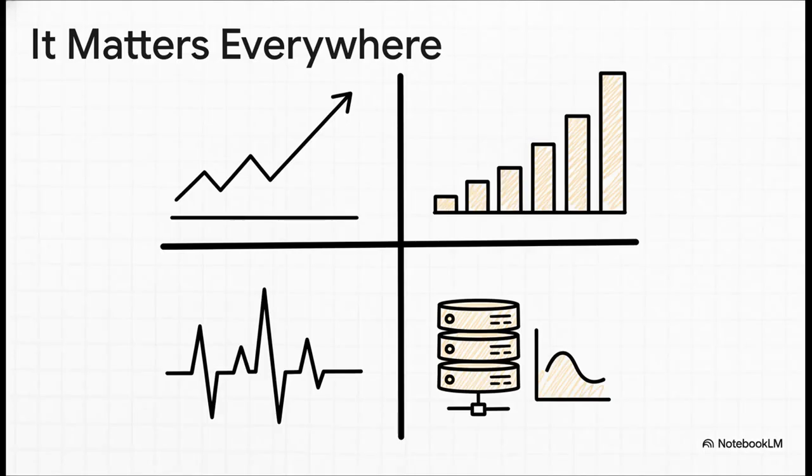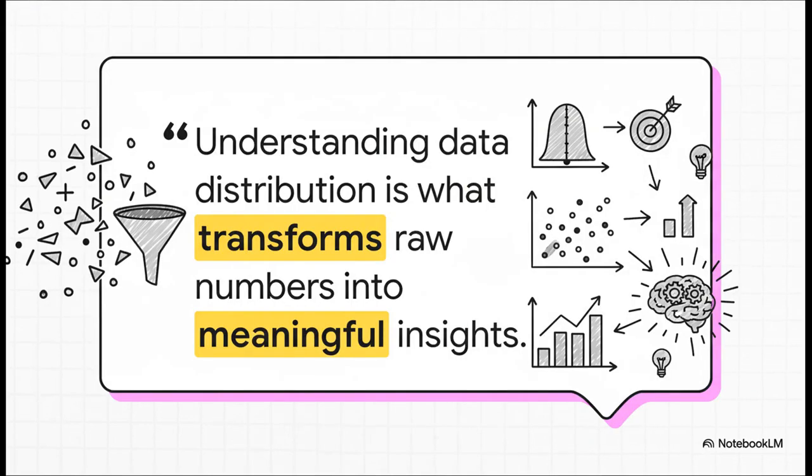And listen, this isn't just for data scientists. In finance, the shape of the distribution reveals the risk of an extreme market crash. In marketing, a skewed distribution points you directly to your most valuable customers. In tech, it can help predict server failures. From Wall Street to a hospital ward, the shape of the data matters. It matters everywhere.